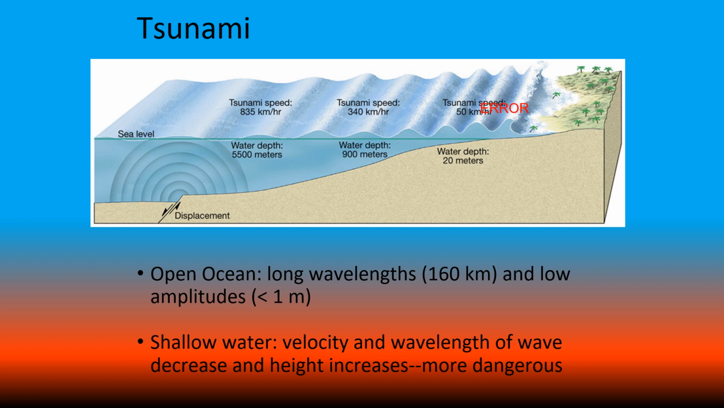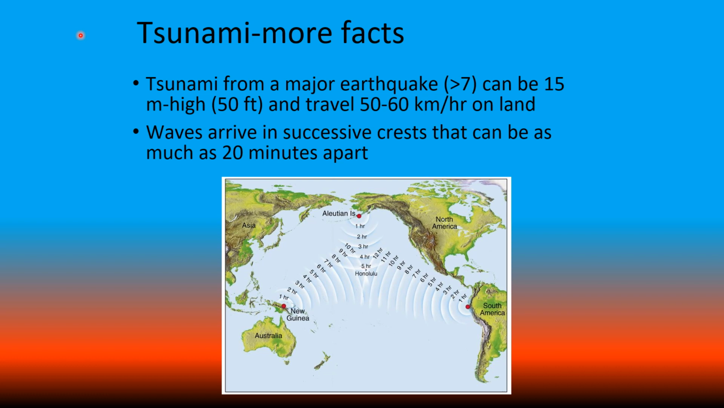Some more facts about tsunamis. A tsunami from a major earthquake, so a magnitude 7 or higher, can be 15 meters or 50 feet high and travel about 50 to 60 kilometers per hour on land. That's about 40 miles per hour. Waves arrive in successive crests that can be as much as 20 minutes apart. Here's a diagram showing different tsunamis triggered from different places and how they move across. They move fairly uniformly. If this were to happen and you're in Honolulu, you're in big trouble, as you can see, because you're at a point where three earthquake tsunamis are hitting you at the same time.